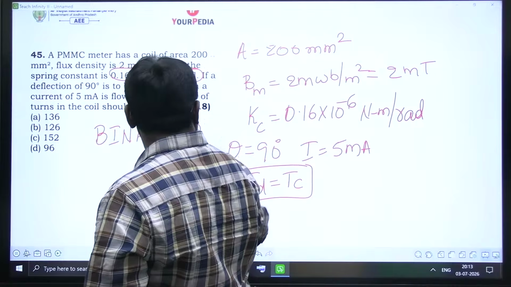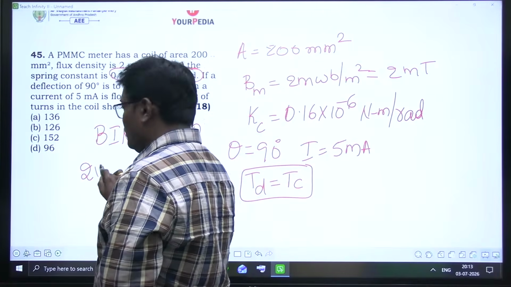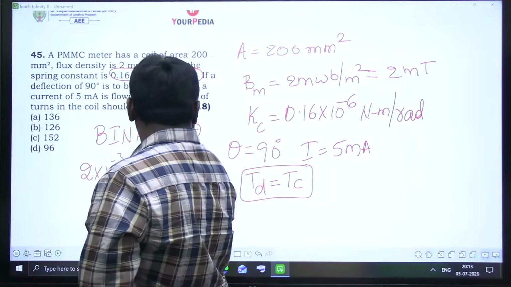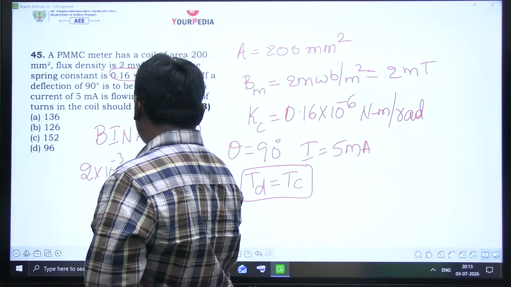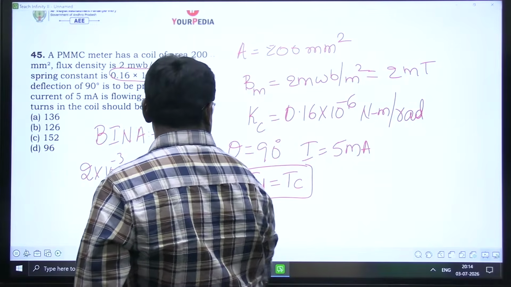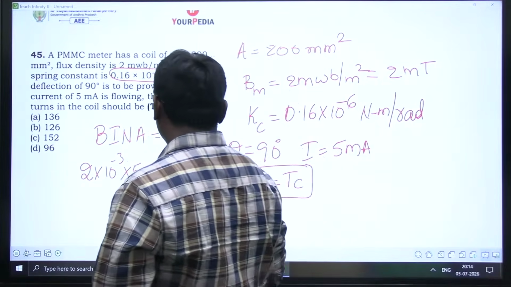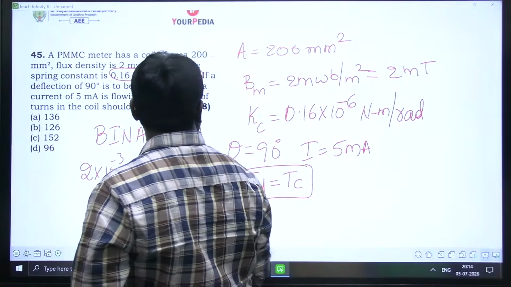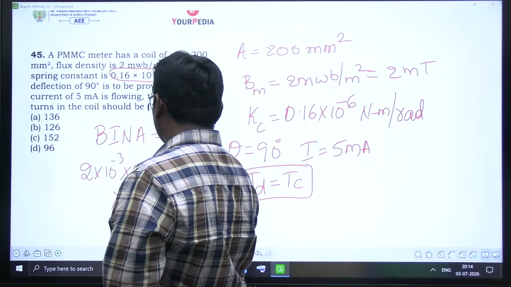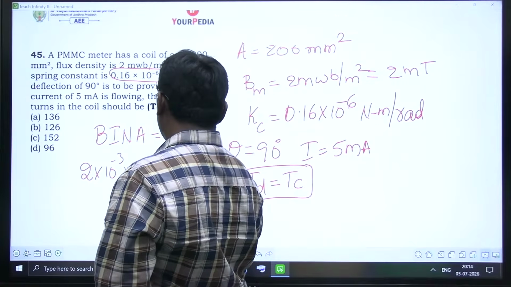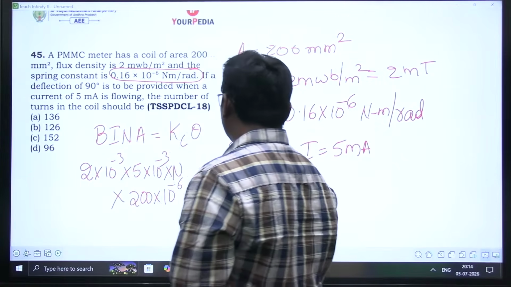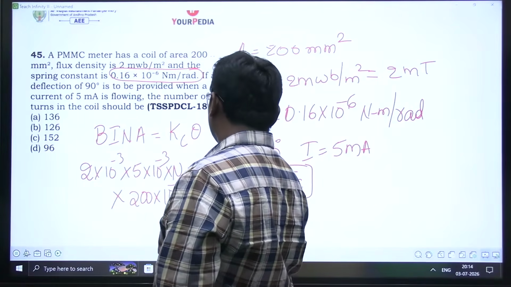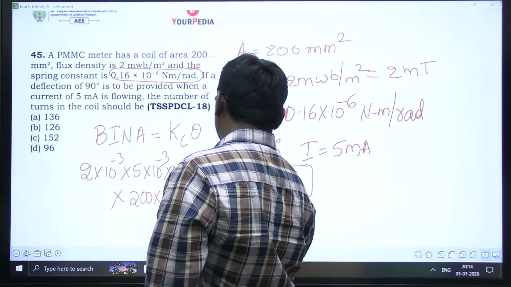BINA is equal to TC is equal to Kc into theta. So what is the B value? It is 2 millitesla, 2 into 10 to the power of minus 3. And what is the current here? 5 into 10 to the power of minus 3. And the number of turns we have to calculate. And also area is 200 into 10 to the power of minus 6. All are minus 6 only. And the Kc value is 0.16 into 10 to the power of minus 6.